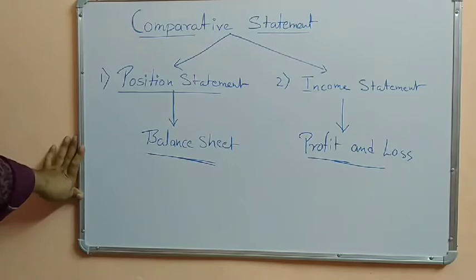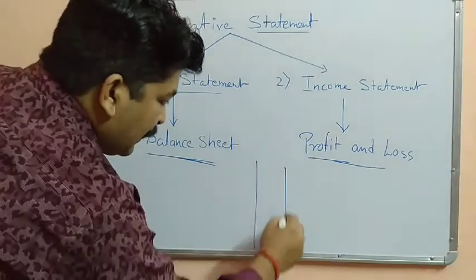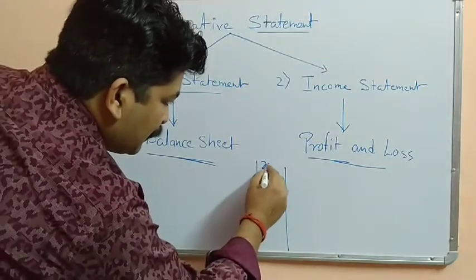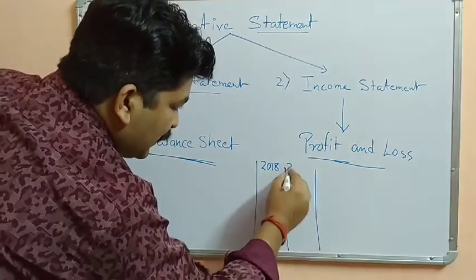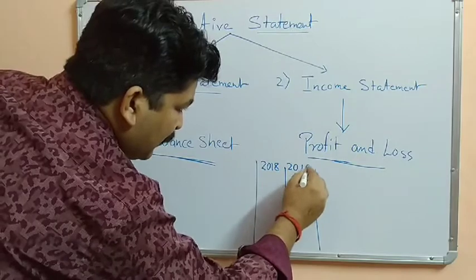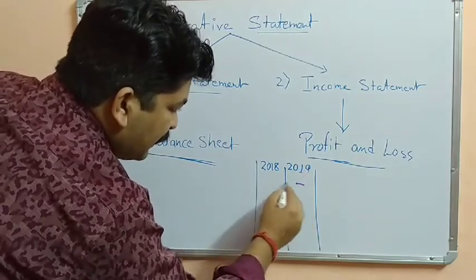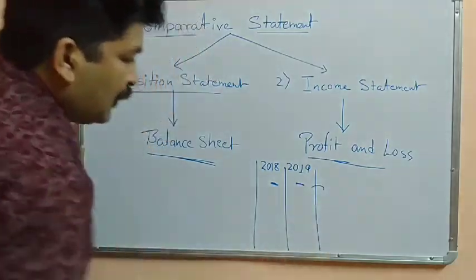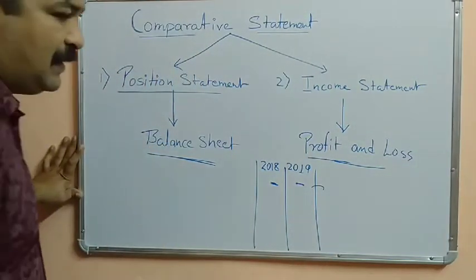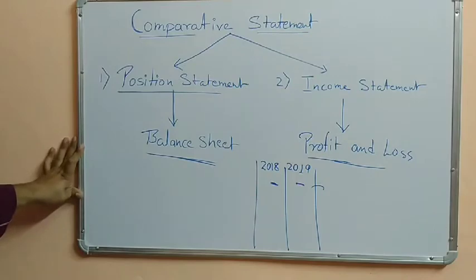When financial statement figures are compared with two or more years that are placed side by side like this. Suppose this is year 2018, then 2019. When we compare this figure with this, it's known as comparative. Okay, let us try to understand with an example in a much better way.